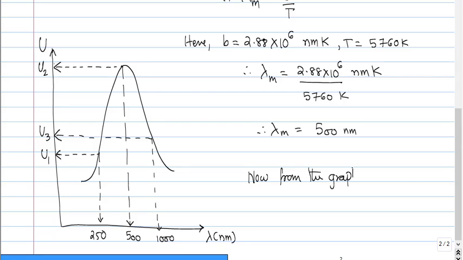So, from the graph, what can we say now? From the graph, it clearly shows U2 is greater than U1 and U3 is less than U2. So what can we state? U2 is greater than U1. U2 is greater than U3. So now the given relationship.